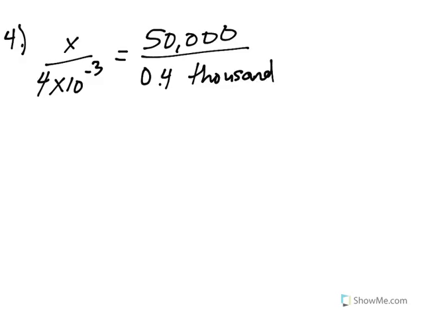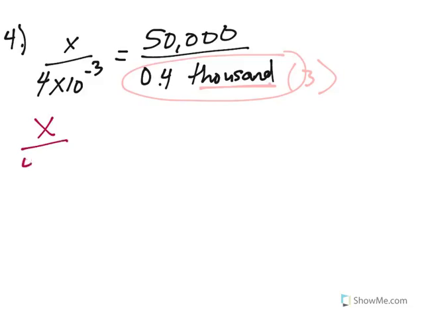Number 4. Now we're getting into some bigger numbers, some scientific notation. And I'm telling you, the first thing I'm going to do with this is deal with this right here, the fact that it says 1,000. I know that 1,000 means 10 to the 3rd. So I'm going to just go ahead and rewrite this problem. x over 4 times 10 to the negative third equals 50,000.